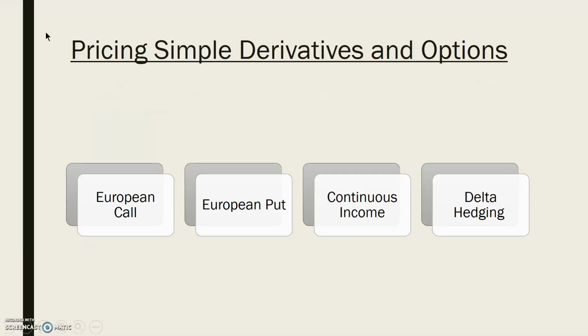So next we're going to move on to pricing, simple derivatives, and options. We're going to be looking at the European call first, then we'll look at the European put, continuous income, and then delta hedging.